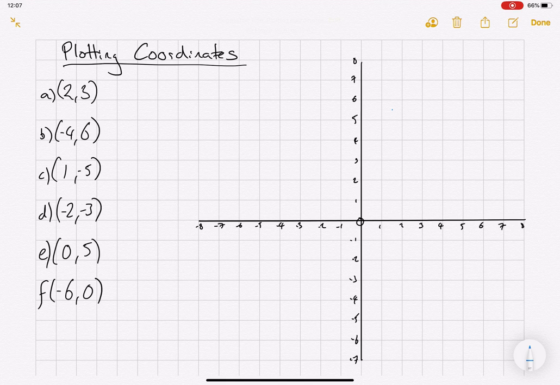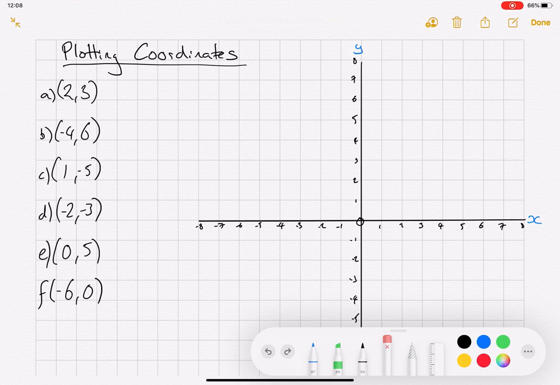So we have two sets of axes. The one that goes up and down, just like this, that is our y-axis. And then we have a second axis that goes from left to right, which is this one just here, and that is the x-axis. Now it's important that we remember which way round they go, because that helps us when it comes to coordinates.